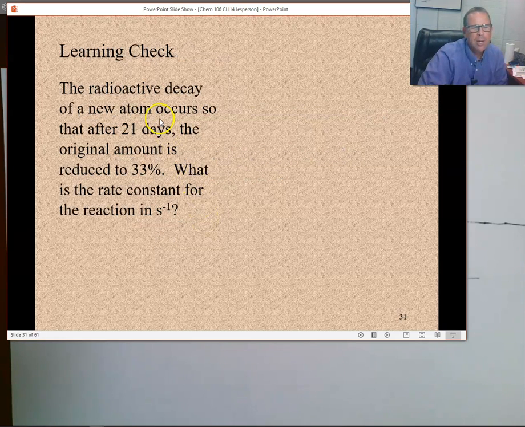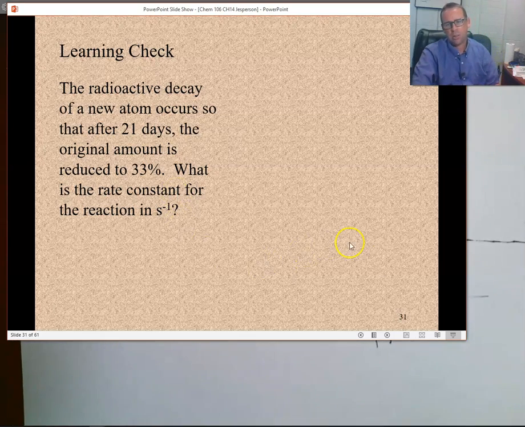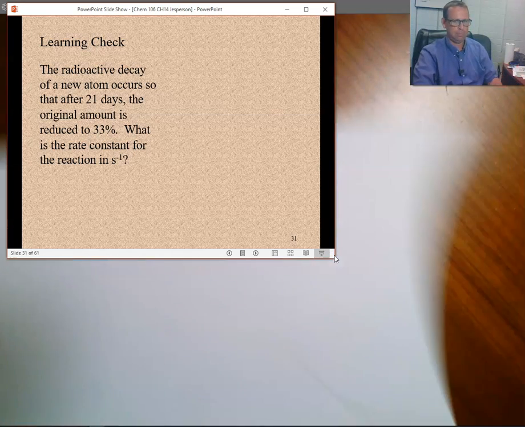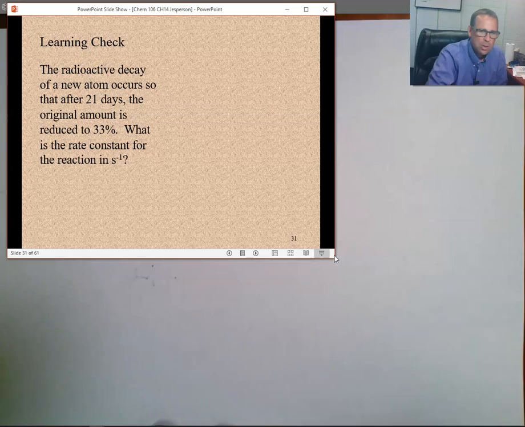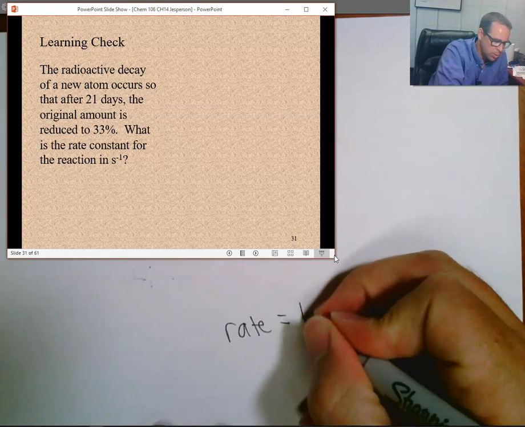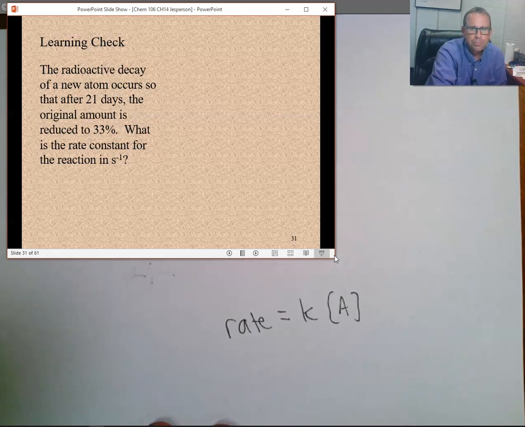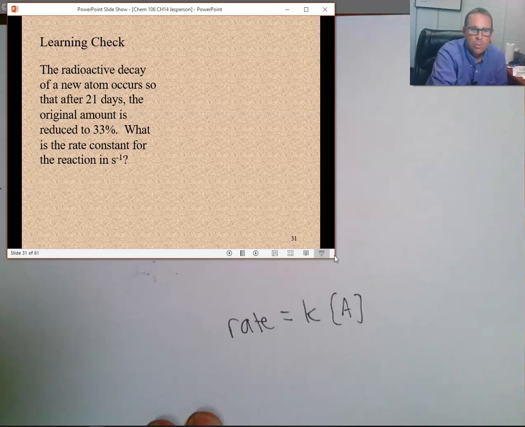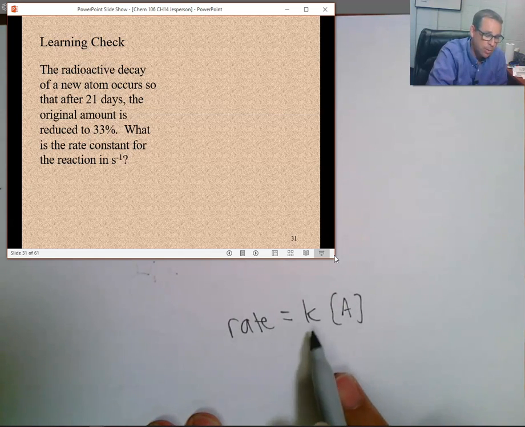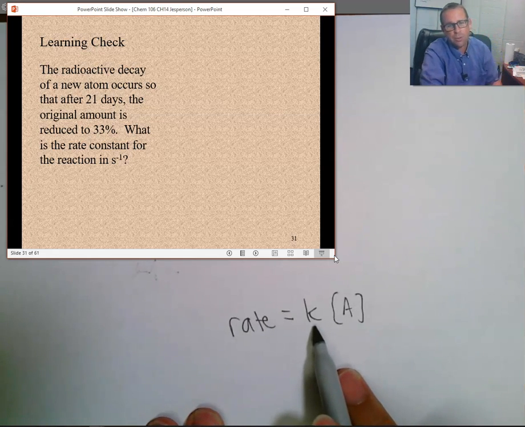So let's look at an example here. Radioactive decay of a new atom occurs so that after 21 days, the original amount is reduced to 33%. What is the rate constant for the reaction in per seconds? Let's write what the rate law will look like. The rate law is going to be rate equals K, but now we include the concentration of A, and we could put the 1 up there if we want to. So there's our rate law, and we can see for this rate law, the units of K are going to be different than for the zero order reaction.